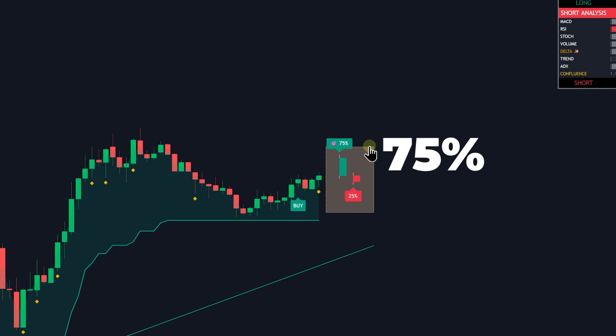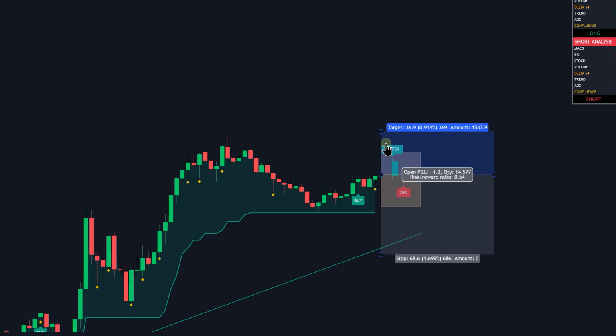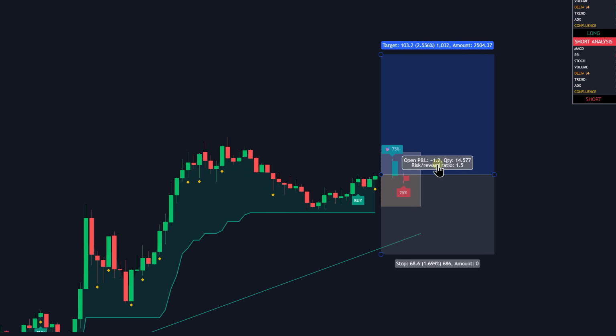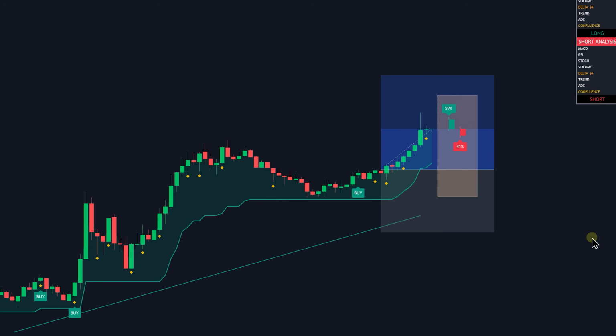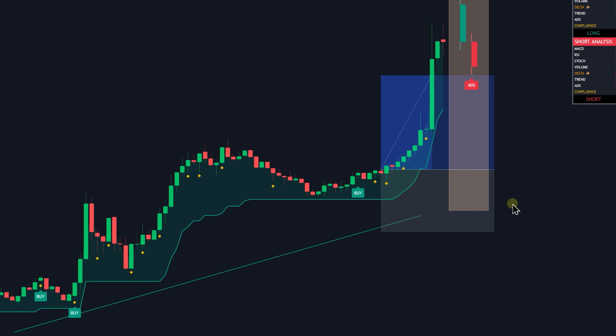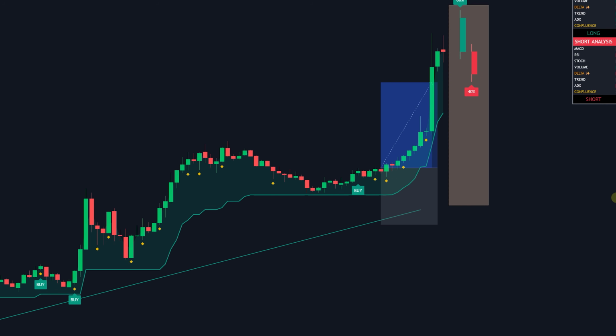Now, just like at the beginning of the video, we're going to take a long position here. The stop loss will go just under the trend line, making sure it's also below the trend cloud and the most recent swing low. The take profit is going to be set at 1.5 times the risk. Now, letting the trade run. And as you can see, ladies and gentlemen, the trade was profitable.